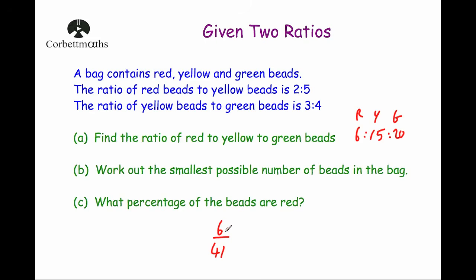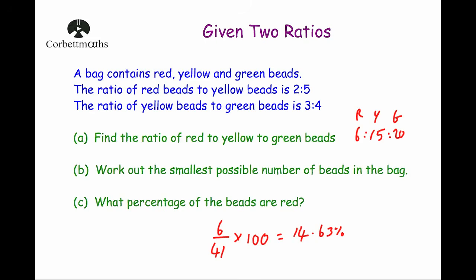So if we just do 6 divided by 41 on our calculator and times that by 100, we will get the percentage of beads that are red. So 6 divided by 41 times by 100 gives us that 14.63% of the beads in the bag are red.